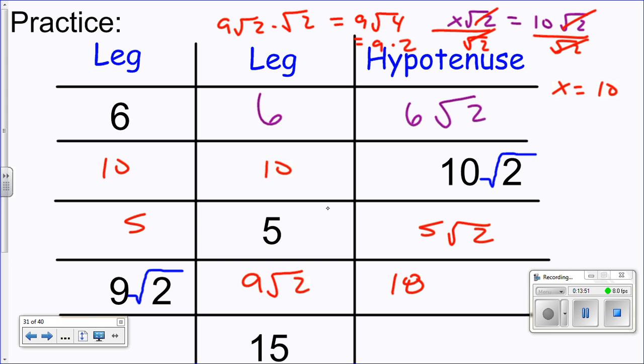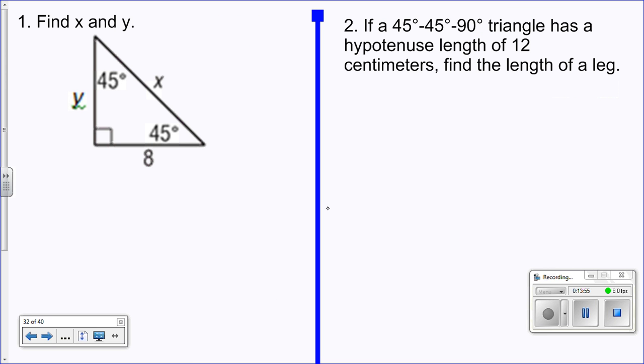But that's the pattern for the 45, 45, 90. So on number 1 here, they said find x and y. Well, if I look at it, 8 is across from the 45-degree angle. So that means it's a leg. So across from the other 45-degree angle should be the same measurement. So that means y is also 8.